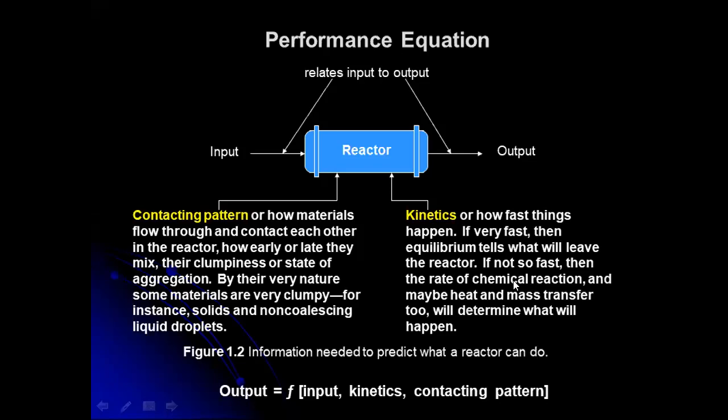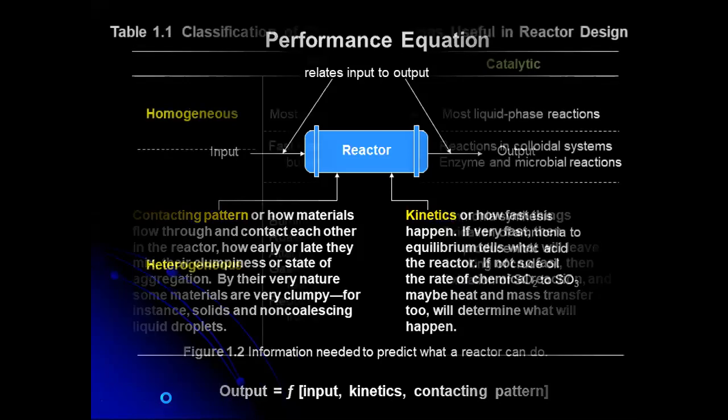If not so fast, then the rate of chemical reaction and maybe heat and mass transfer too will determine what will happen. So if we're talking of fast reactions, then equilibrium will dictate what leaves the reactor. If not so fast, we have to look into the heat and mass transfer operations that are happening in our reactor. Our performance equation is simply this: the output related to the input, the kinetics, and the contacting pattern.